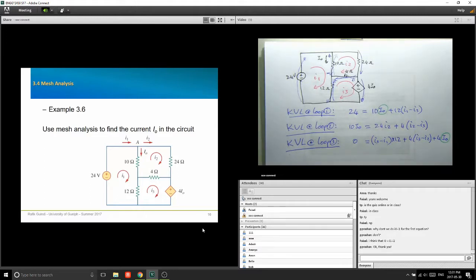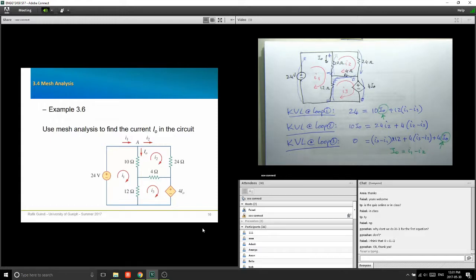So I need to replace this one by an expression in terms of my mesh currents. What would that expression be? I naught is equal to small I1 minus small I2, exactly. Okay, so you're going to use that here and here. And you're going to have 3 equations in 3 unknowns, which are small I1, small I2, and small I3.